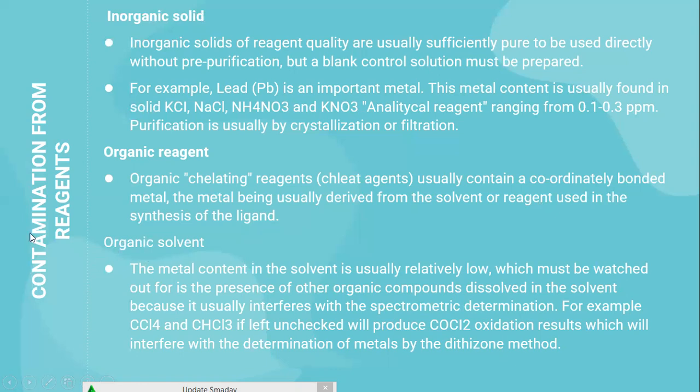The last is organic solvent. The metal content in the solvent is usually relatively low. What must be watched out for is the presence of other organic compounds dissolved in the solvent because it usually interferes with the spectrometric determination, for example CCl4 and the other. If left uncovered, it will usually give an oxidation result, which will interfere with the determination of metal by the Dithizone method.